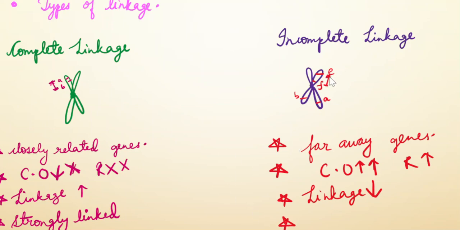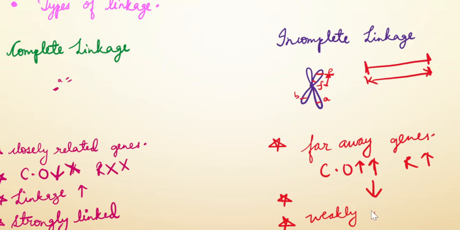If two things are very far, they are weakly related. Suppose your friend is in some different area, in another country, and you are in another country. Then you are very weakly related to each other, so the bond is not that strong. So this is weakly related, weakly linked genes, we can say.